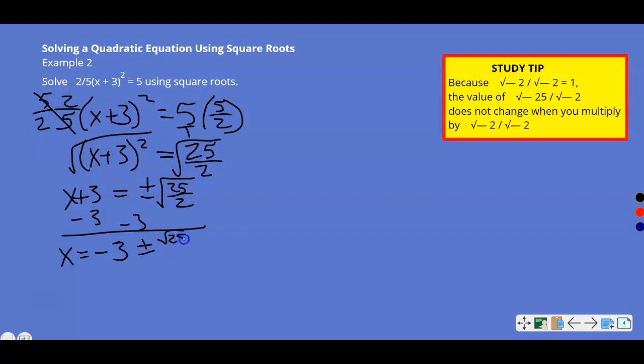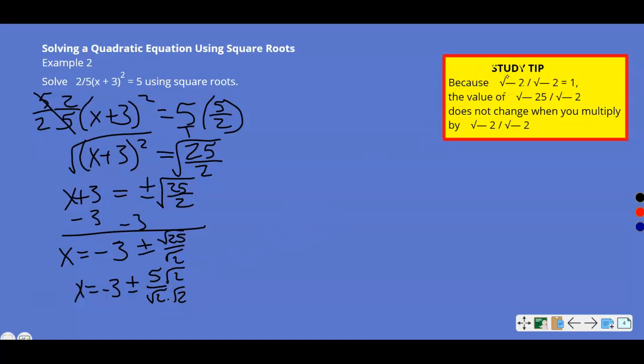So for the square root of 25 over 2, we can use the quotient property of square roots to rewrite this as the square root of 25 over the square root of 2. So we have x equals negative 3 plus or minus, the square root of 25 is just 5, over the square root of 2. We don't want to leave this with an irrational number in the denominator, so we have to rationalize by multiplying by the square root of 2 over the square root of 2.